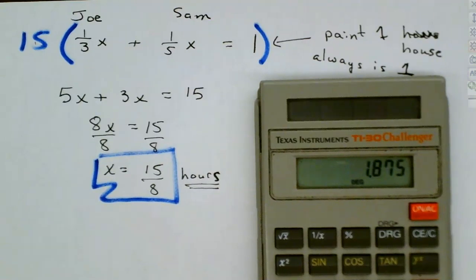Our answer has to be less than 3. Why less than 3? Because Joe can paint the house by himself in 3 hours. And if he has a helper, it's got to be less. And that's definitely less than 3. So we know that we did it correctly. And you could make this into minutes if you wanted to, or you could just leave it as a fraction there. Now this is one where they added together.